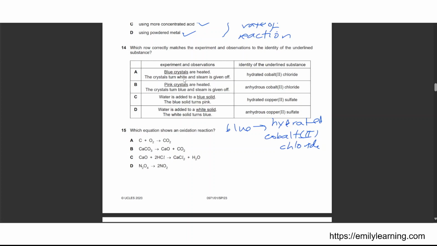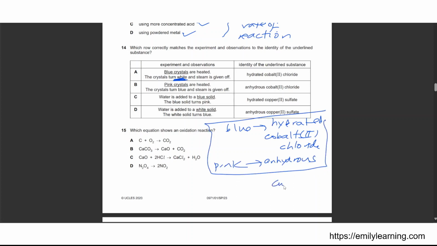Then it turned white and steam is given out. So blue is hydrated, okay, but it turns white, right? So if it turns white, it is not cobalt 2. So for hydrated cobalt 2 chloride, it starts off blue. When it becomes anhydrous, it is pink.